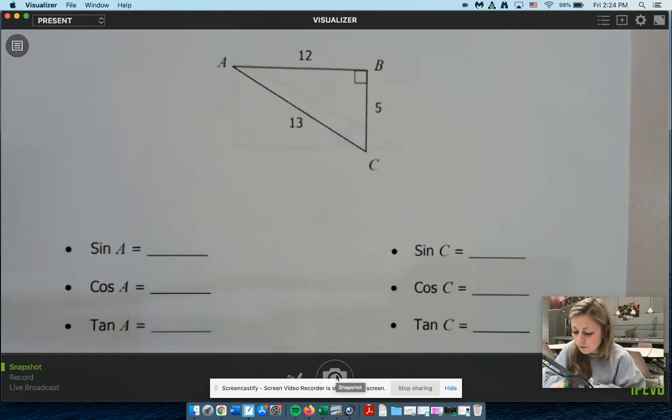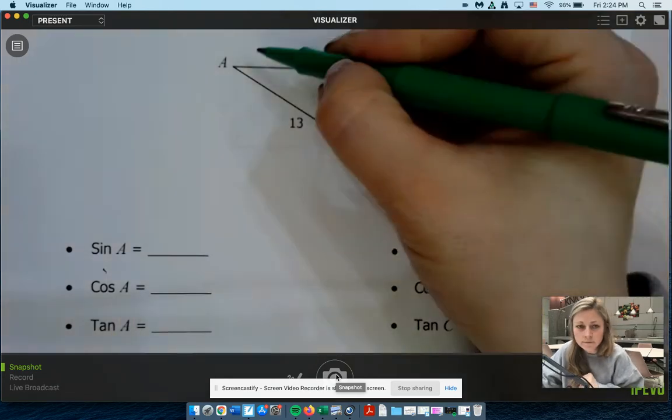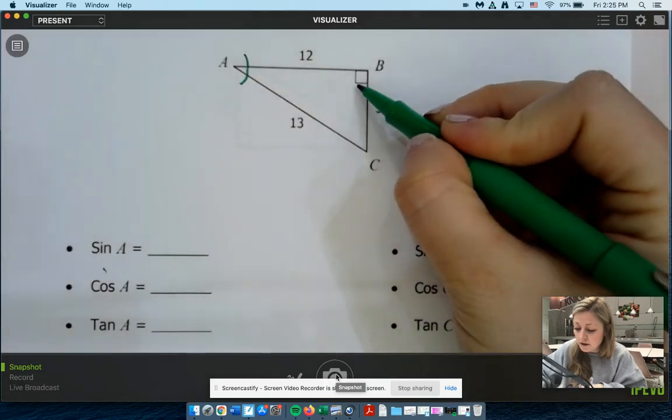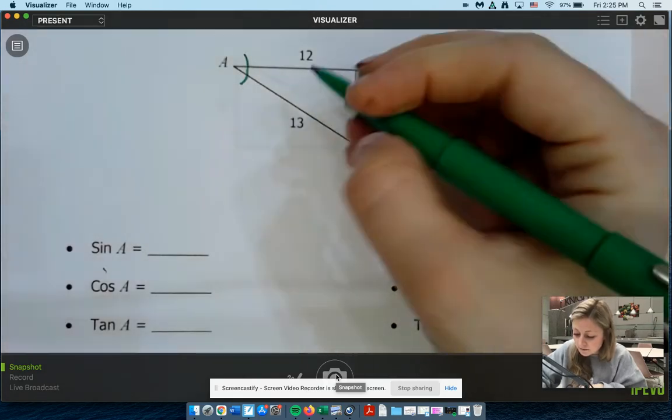Okay, so we are writing the sine of A, cosine A, and tangent A. Do you guys see how it's all from A? So we're going to mark angle A. And now we're going to label our three sides. So what are our three sides? We have hypotenuse, opposite, adjacent. Let's start with the easiest one. Our hypotenuse is across from the right angle, so that'd be 13.